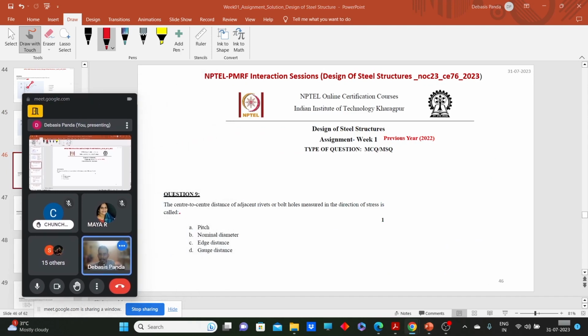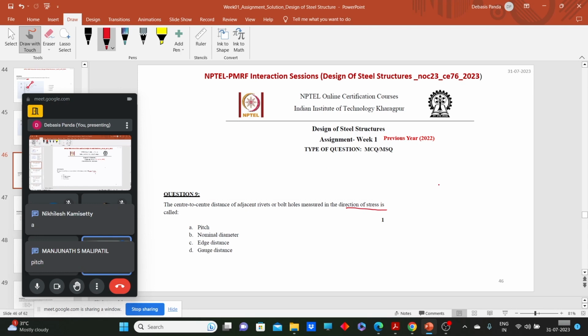Now, tell me, the center to center distance of adjacent rivet or bolt hole measured in the direction of stress. What do you call? In the direction of stress. Yes, pitch. In the direction of stress, we call it pitch. Or in the direction perpendicular, if I have this kind of connections, perpendicular, we call them gauge, right? So in the direction of load or stress, we call it pitch. Perpendicular, we call it gauge. Very good, very good.